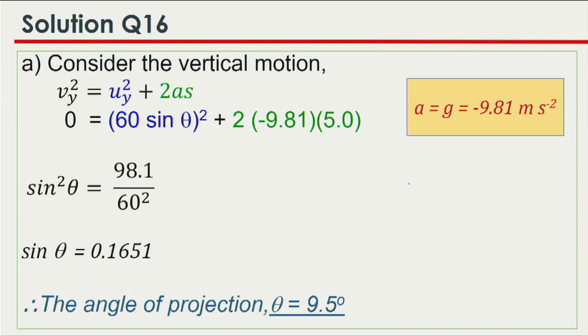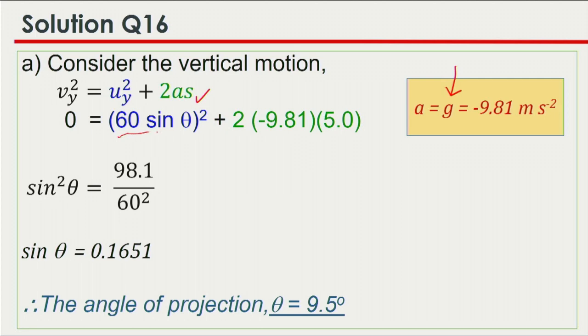Consider the vertical motion here. Let's say at vertical motion, Vy squared equals U squared plus 2as. Vy equals 0. Since at vertical motion we are considering gravitational acceleration, which equals negative 9.81 m/s squared. So (60 sine theta) squared.